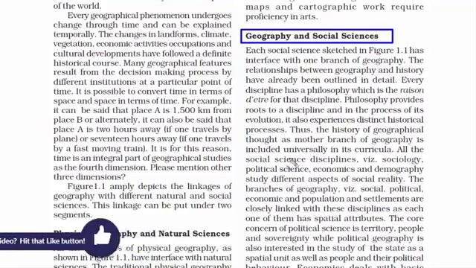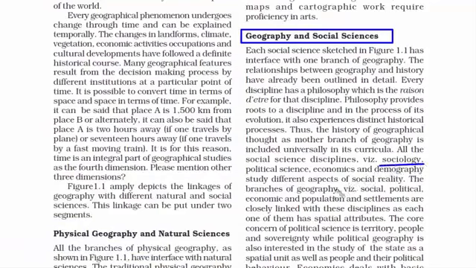Now, the disciplines that fall under social sciences are sociology, which studies the classification of human societies. Then we have political science. This helps us in studying the government and the states and other political units. Then we have economics, which deals with the production, distribution and consumption of goods and services and their management. And then we have demography, which studies the characteristics of human population.